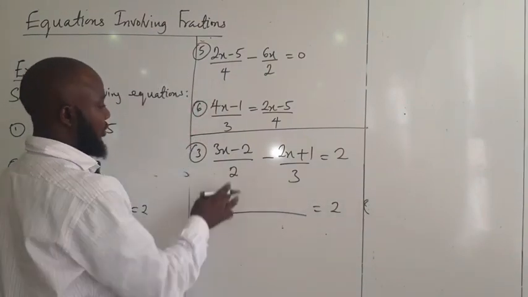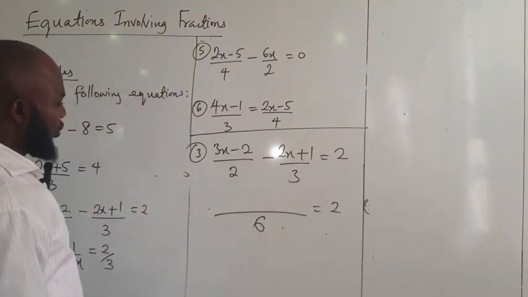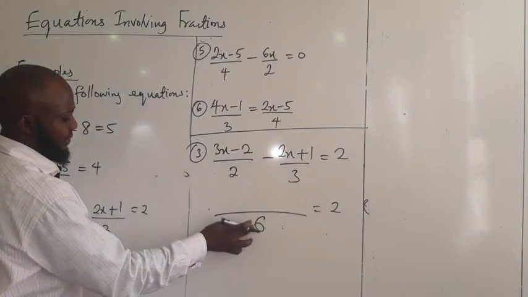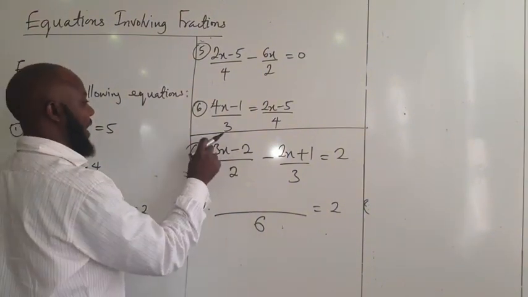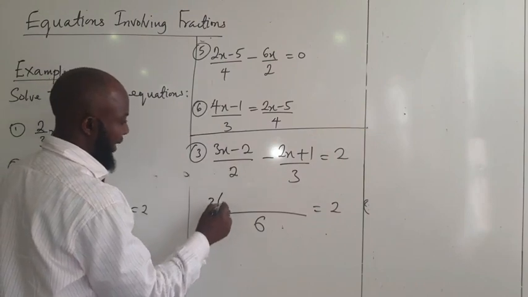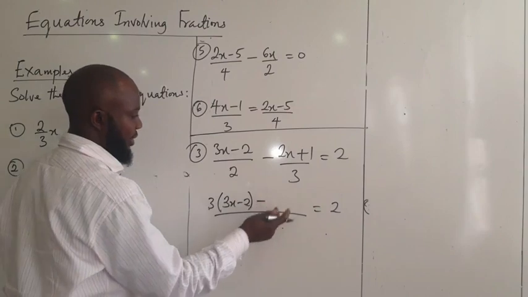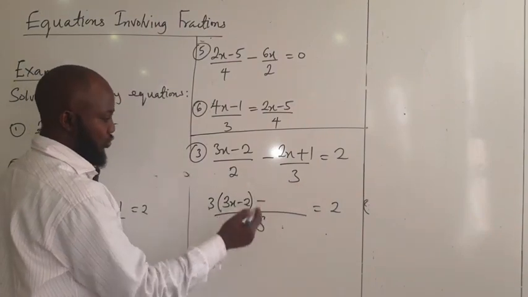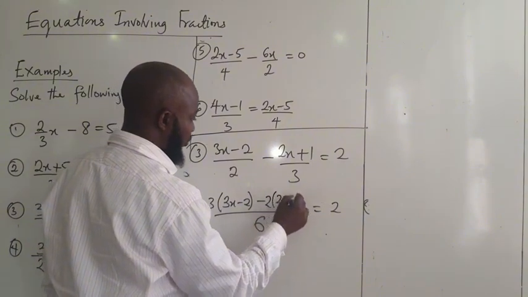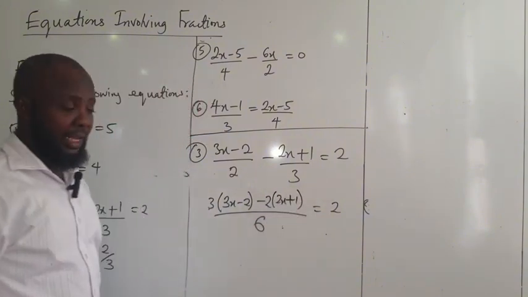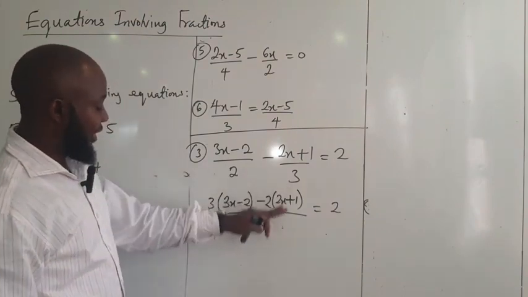But let's take a look at the first method first. So the LCM of 2 and 3 is 6. So with that, how many 2 can we see in 6? We have 3. So the 3 multiplied by the numerator, that will be 3 into bracket 3x minus 2. Then we close it. Minus, how many 3 can we see in 6? That is 2. 2 multiplied by everything, and that will be 2 into bracket 2x plus 1. I hope this is very clear. We have made it a single fraction.